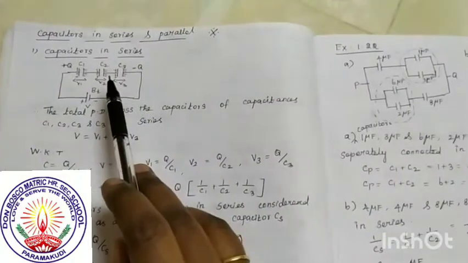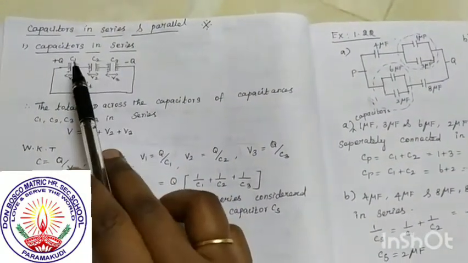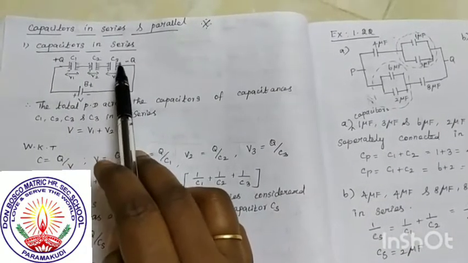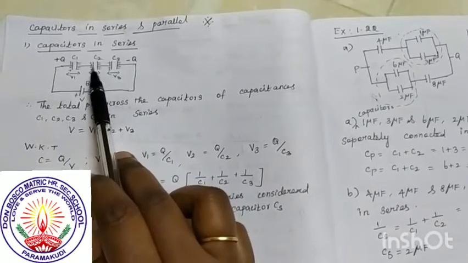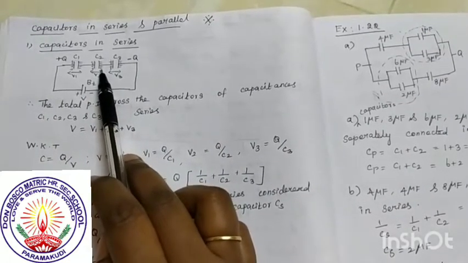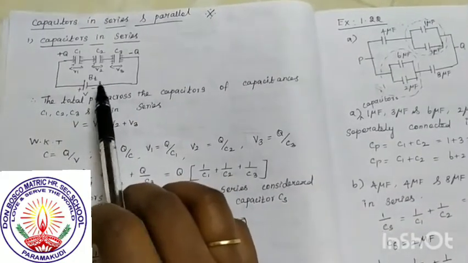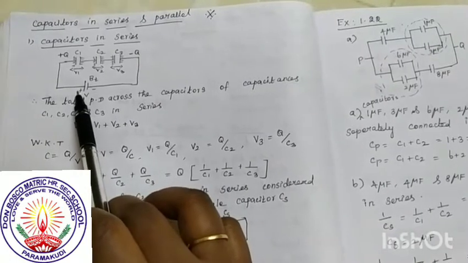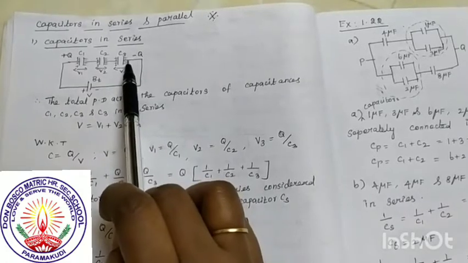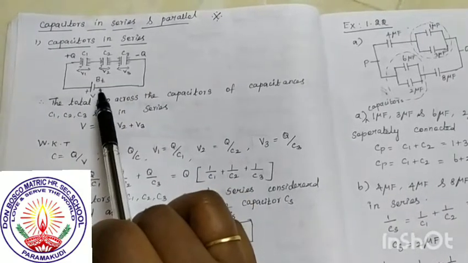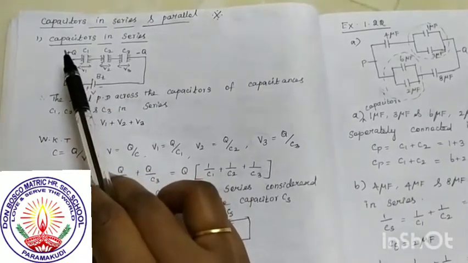So first look at this diagram. Let us consider 3 capacitors. The first one is C1, the second is C2 and the third one is C3. In a capacitor, one plate is positive and the other plate is negative. These capacitors are connected with the battery. The battery positive terminal is connected to the capacitor positive plate, and the capacitor negative plate is connected to the battery negative terminal.